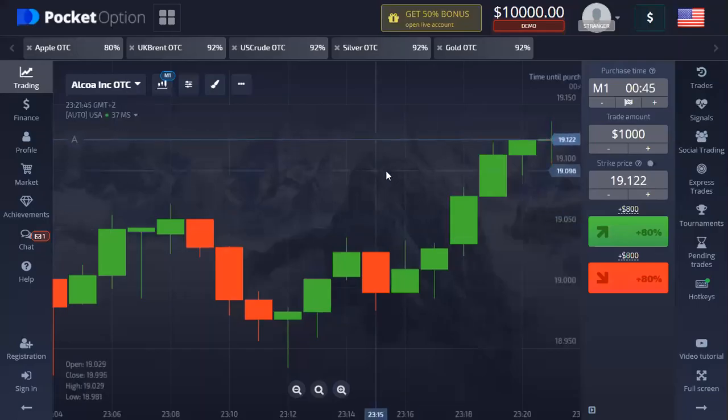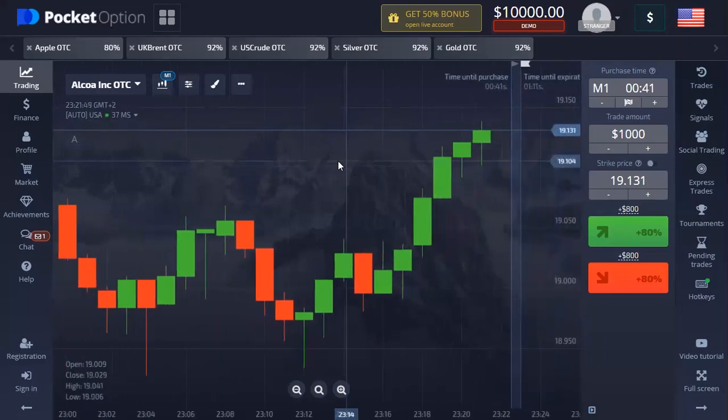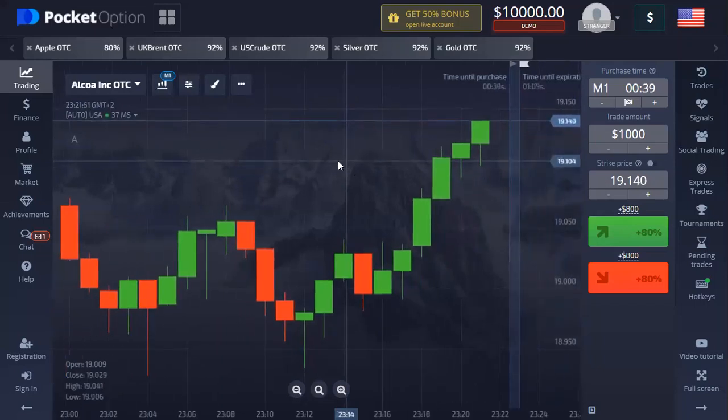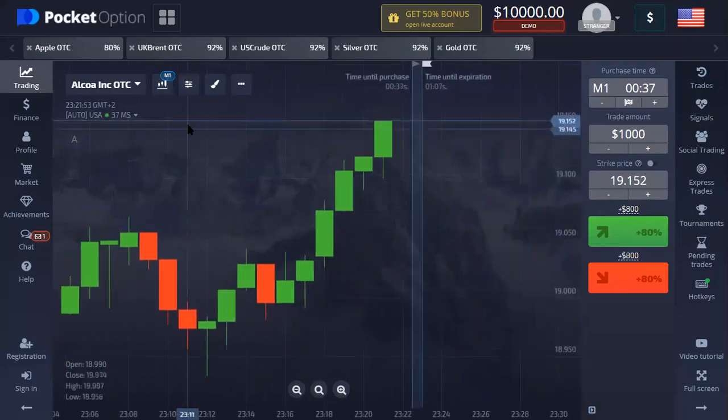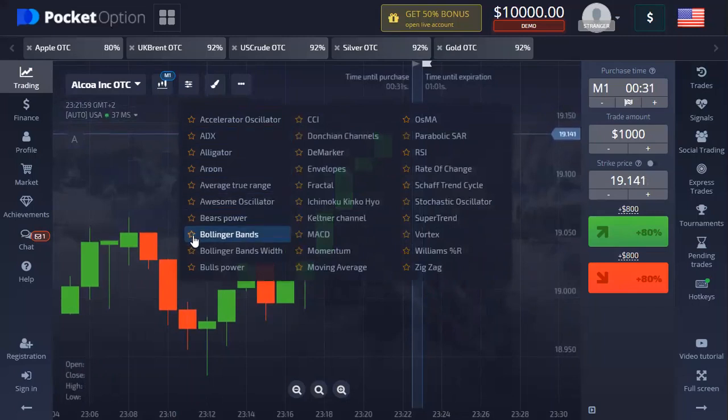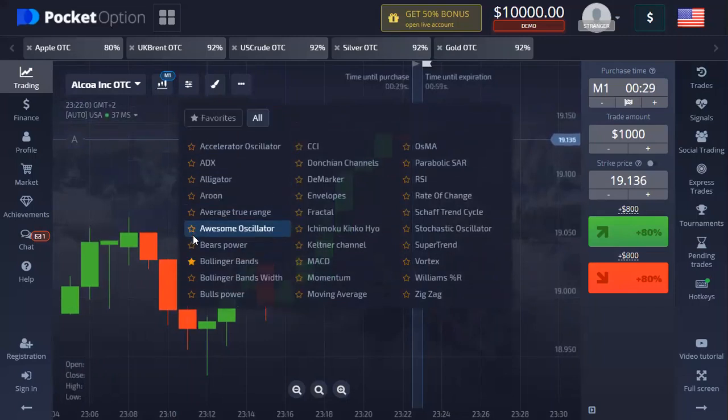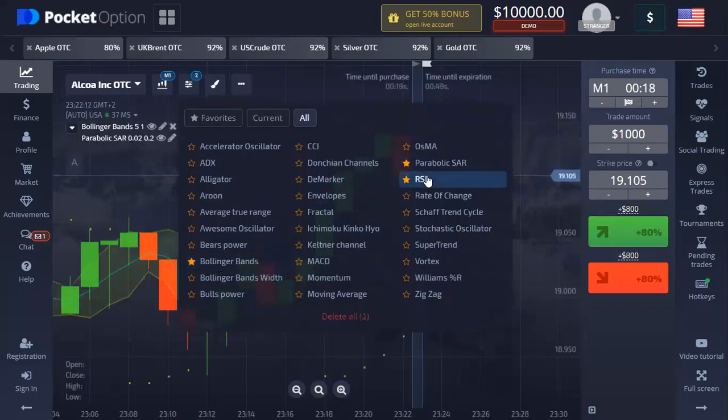All right, yo. So the strategy is pretty simple for the most part. I really only use three indicators. All right. So we are going to come to our indicators. We're adding three indicators. We're going to add the Bollinger Bands. We're also going to add the parabolic SAR, and we're going to add the RSI. Okay. So Bollinger Bands, parabolic SAR, and the RSI.